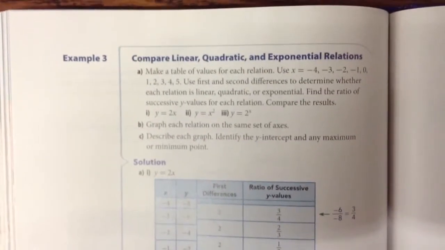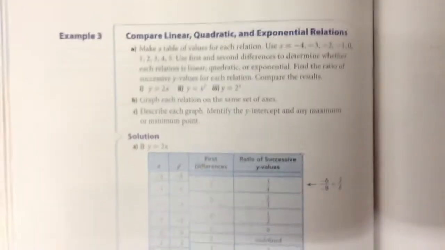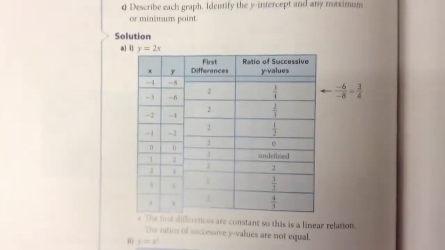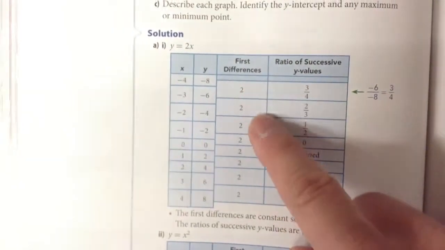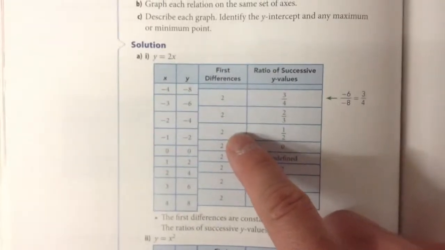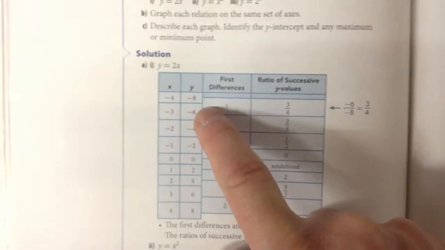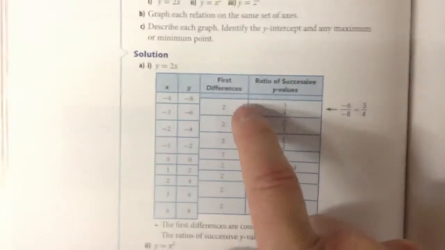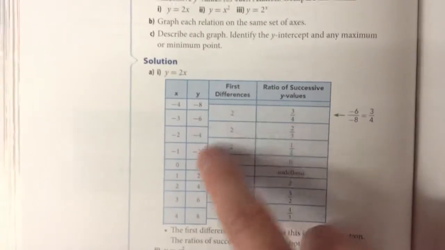Example 3, compare linear, quadratic, and exponential relations. Let's go through this fairly quickly. In a table of values, how do you know if it's linear, quadratic, or exponential? For y equals 2x, you notice that the first differences are all the same. It's constantly the same number, in this case 2. Remember, first differences are successive y values subtracted. Take negative 6, subtract the previous y value, negative 8, you get 2. Negative 4 minus negative 6, you get positive 2. And so on, it's always 2.